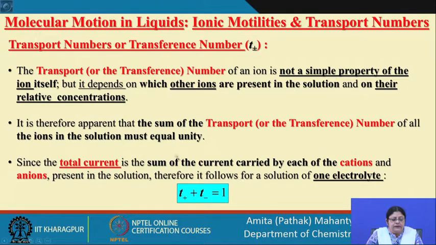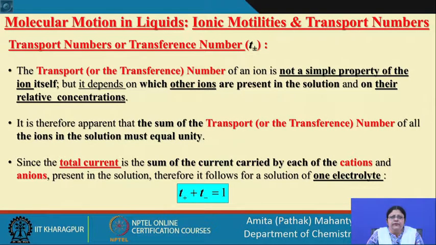Now, the transport number or transference number of an ion is not just a simple property of the particular ion we are looking into. It depends on the other types of ions present in the solution and also on the relative concentration of those ions in the solution. So, it becomes complicated if we have a number of ions present in the solution. We have avoided the complications by taking only one simple electrolyte system, where we have only one salt giving rise to a positively charged and a negatively charged ion.